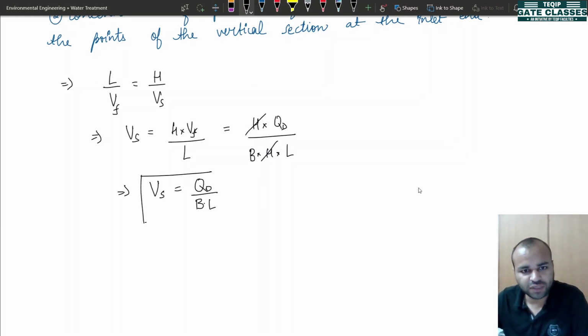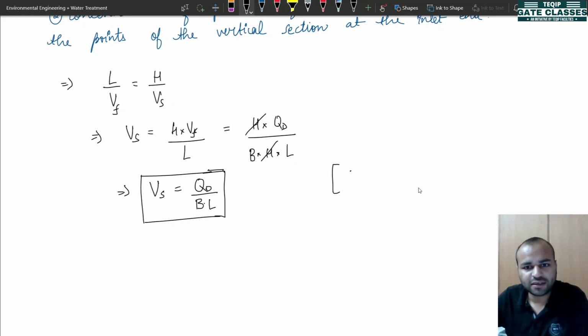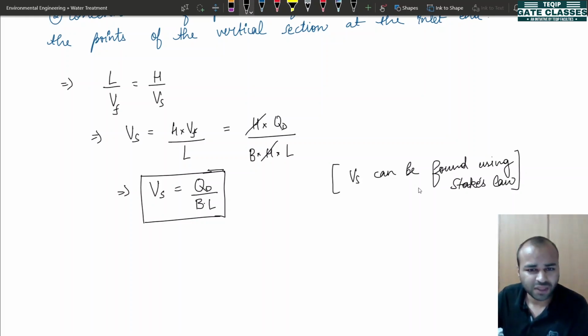Now, if the particle size is known, we can find out the settling velocity Vs using the Stokes law. We have learned about the Stokes law in the previous lecture. With the help of this, we can find out the value of the surface area, that is B into L. Now generally what happens is that you have found out the value for B into L, that is the surface area. Now how to find out the length and breadth?